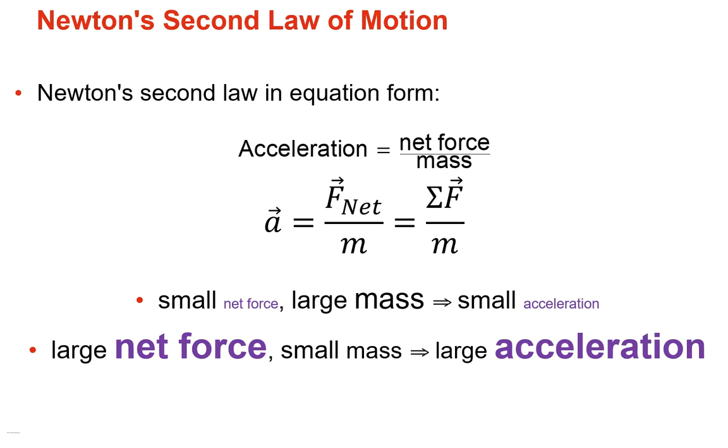Because what's the property we've learned to call this? Mass is greater mass. So that's inertia, because I have more inertia. So we have here now a quantification of how that inertia works: the acceleration is the net force divided by the mass.